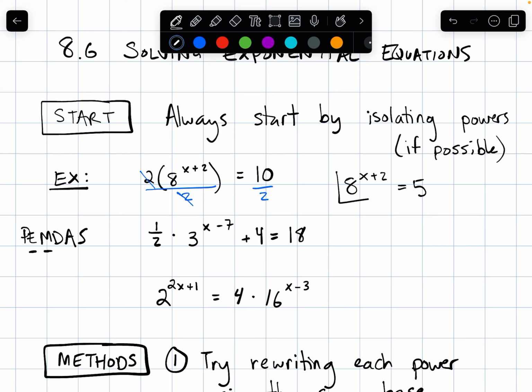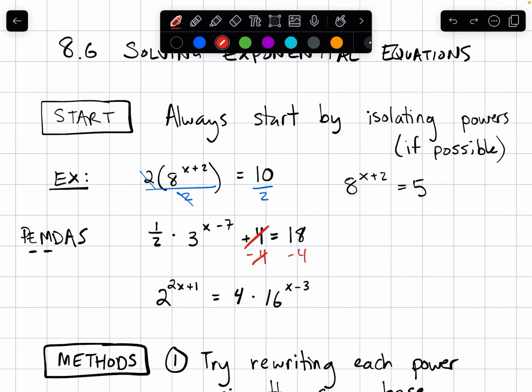And so you can see I've now got this isolated, and so the power is isolated. I could then go to the next step of the problem. All right? This is not your final answer, but that is how you would then begin the rest of the work. For the second one here, we could take 4 and subtract it on both sides, again trying to get this power all by itself.